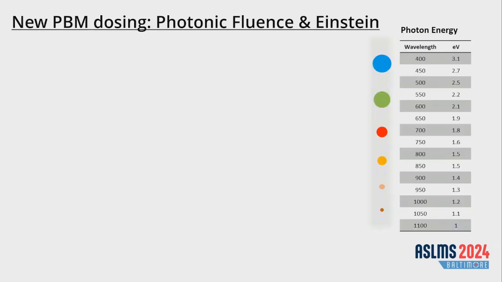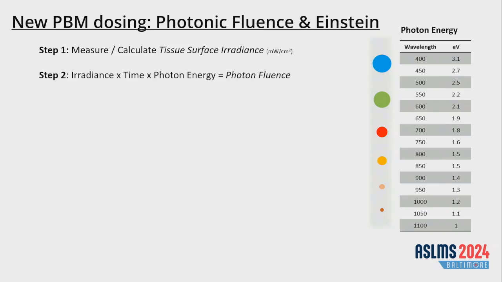So that's when the Einstein factor comes in. We start the calculation by measuring the tissue surface irradiance, that is the total power that is going to the surface of your skin per centimeter squared. We then multiply that by the amount of time the skin is being treated, and multiply that by the individual photon energy of the particular wavelength that you're using. For example, a smaller wavelength, 400 nanometer, will have a higher energy. Multiplying this all together will give us a photofluence, which is the final energy that is going to that region.